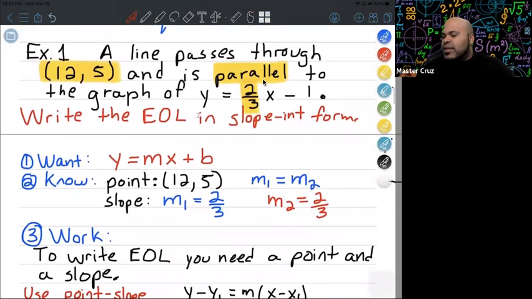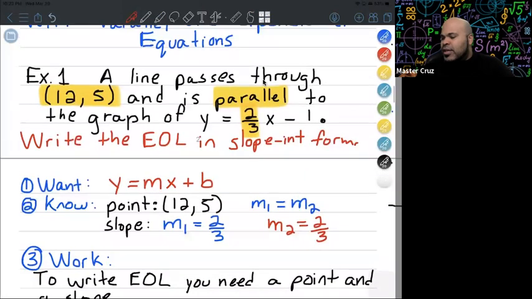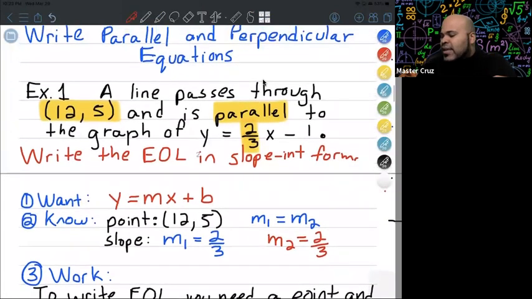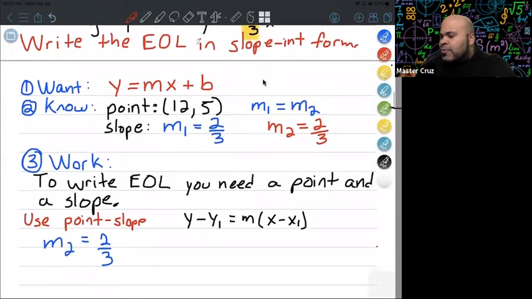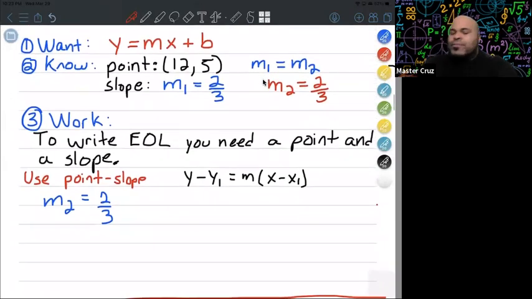Okay, let's work together. Let me write it over here. So we have the work over here. We have to write the equation of a line, and we're going to have 2 methods to do this. I'm going to show you the first method. It uses the point-slope form. Remember, to write the equation of a line, you always need a point and a slope. Here's the point, (12, 5), and the slope that we're going to use is 2/3.